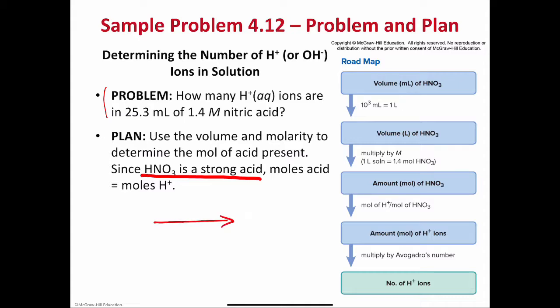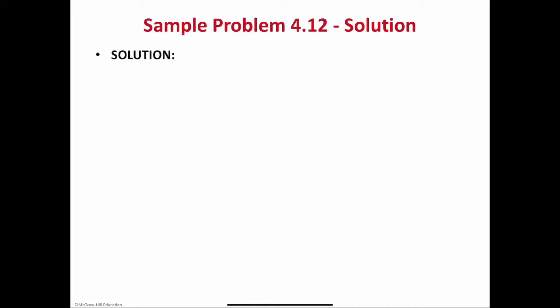So we don't have to use an equilibrium arrow. It's going to completely dissociate. Let me show you what I mean by that. If we write down the formula of nitric acid, HNO3 aqueous, what's going to happen in solution is it's going to dissociate completely into the hydrogen ion plus the nitrate anion. So there we go, and again this is complete, 100% dissociation. So how much nitric acid am I starting with? How many moles of nitric acid?